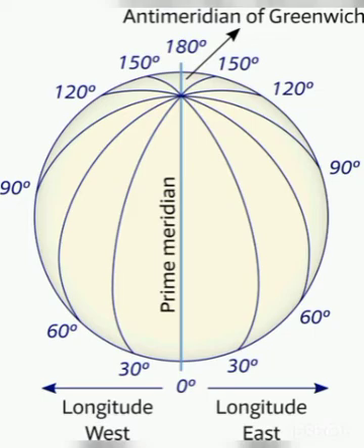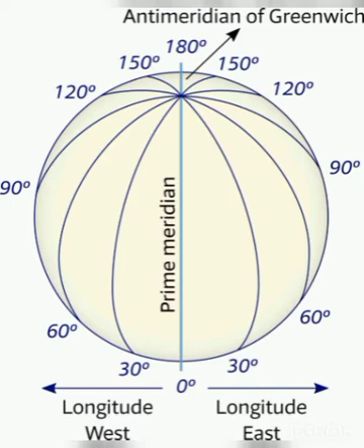So we can easily locate a point where these latitudes and longitudes cross each other. This point will give us the exact location of Delhi or any other place. It is very accurate. Can you understand now?